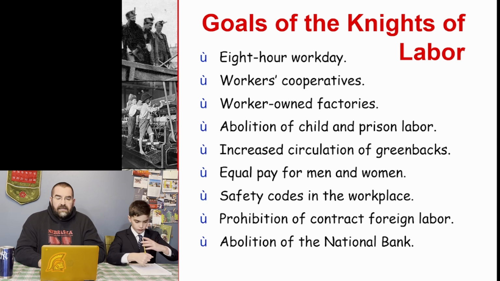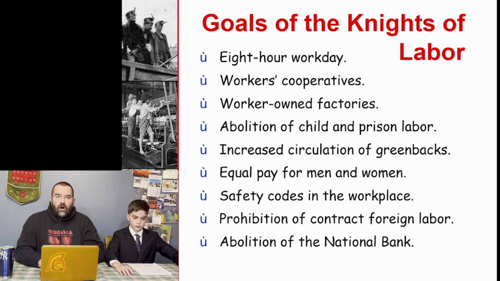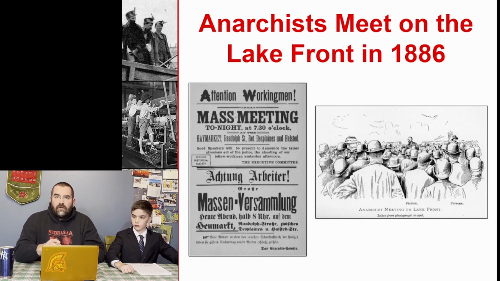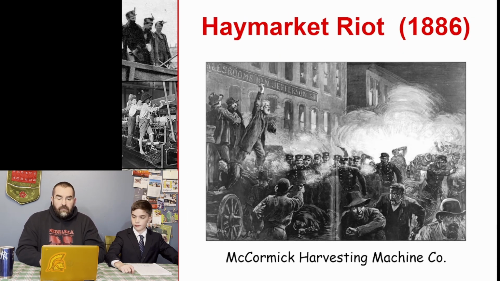In 1886, the Knights met their maker in Chicago. Workers for the McCormick Harvester Company went on strike, and the Knights of Labor decided to hold a sympathy demonstration in Haymarket Square in Chicago. And the police were brought in, and protesters clashed with the police, and we don't know who, but someone threw a bomb.